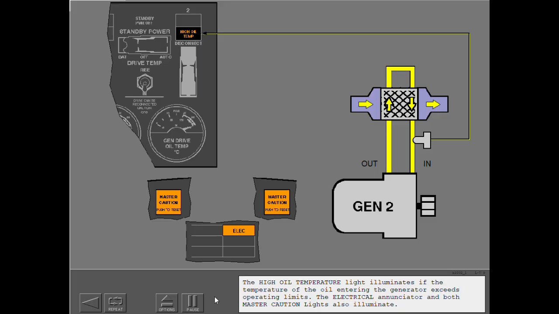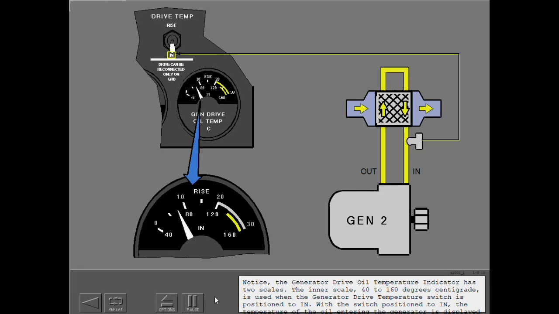The high oil temperature light illuminates if the temperature of the oil entering the generator exceeds operating limits. The electrical annunciator and both master caution lights also illuminate. Notice the generator drive oil temperature indicator has 2 scales. The inner scale, 40 to 160 degrees centigrade, is used when the generator drive temperature switch is positioned to in. With the switch positioned to in, the temperature of the oil entering the generator is displayed on the indicator. This is the normal position of the generator drive temperature switch.